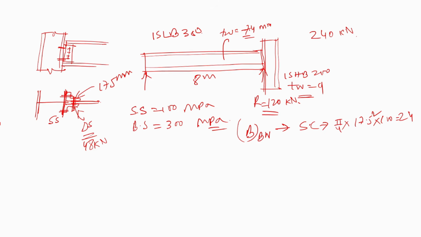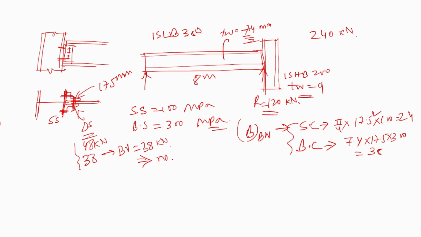And what is the bearing capacity? For the bearing capacity calculation, we have to take the thickness as 7.4 mm. So 7.4 is the thickness, the diameter is 17.5, and the strength has been given as 300, so it is coming as 38 kilonewton. So what is the bolt value? The bolt value will be the minimum of these two. So here 38 and 48, our bolt value is coming as 38 kilonewton.